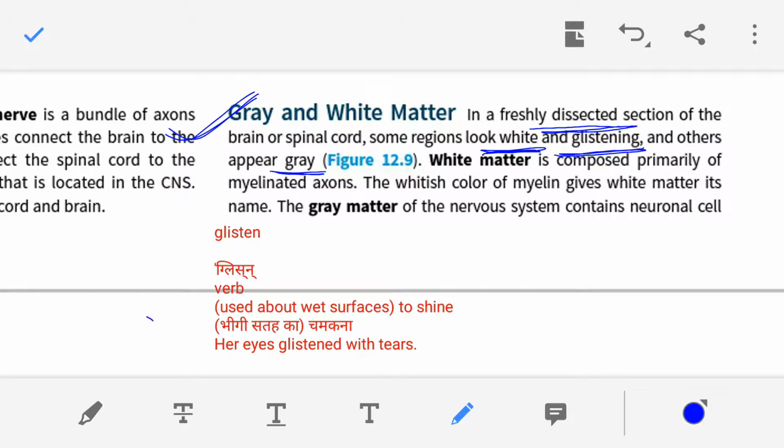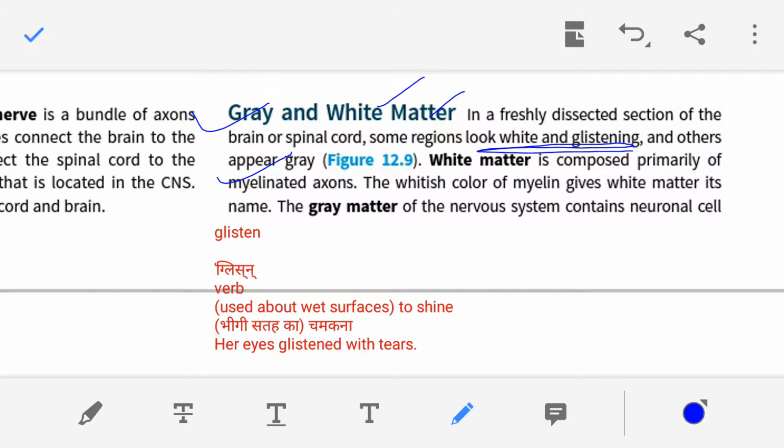Glistening means used about a wet surface to shine. The word glisten is used for wet surfaces which are shining. So the whitish glistening matter is known as the white matter, and another region of brain and spinal cord appears gray, so that matter is known as gray matter.